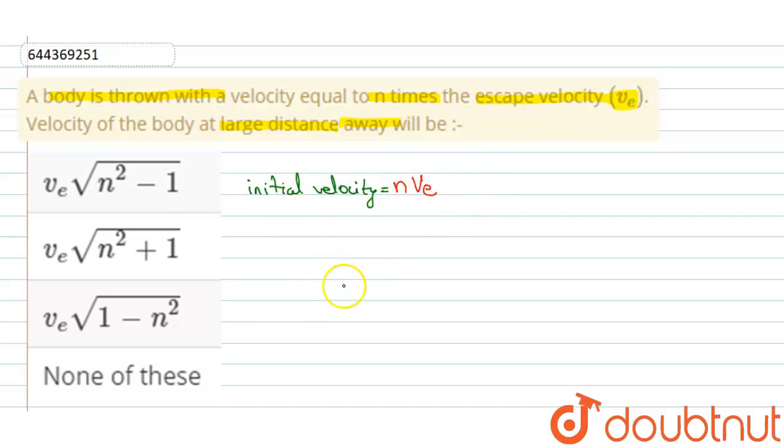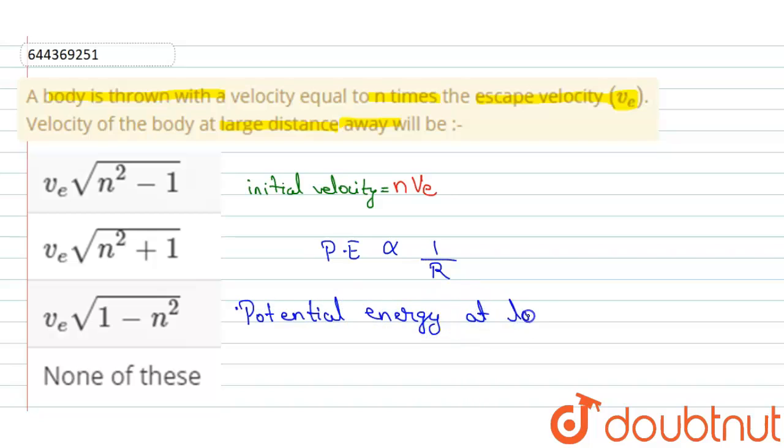Okay, so this is the initial velocity, n times VE, and the potential energy at large distance will be 0. We know that because the potential energy is inversely proportional to r, where r is the distance. Here we can write potential energy at large distance will be 0. This term we use further.